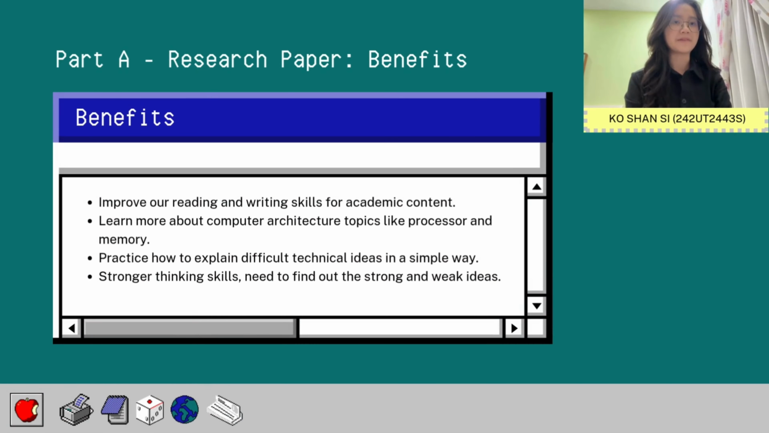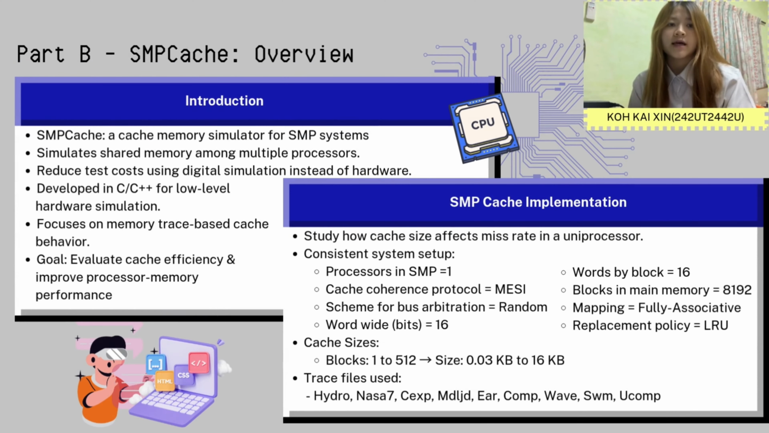Next, I will talk about the benefits in part A. Through all the difficulties, we improved our academic reading and writing skills. We learned more about topics like processors, memory, and system performance. Besides that, it helped us practice explaining complex ideas in simpler ways, and we got better at thinking critically about research. Thank you, Shanxi. Hi, my name is Kaixin.